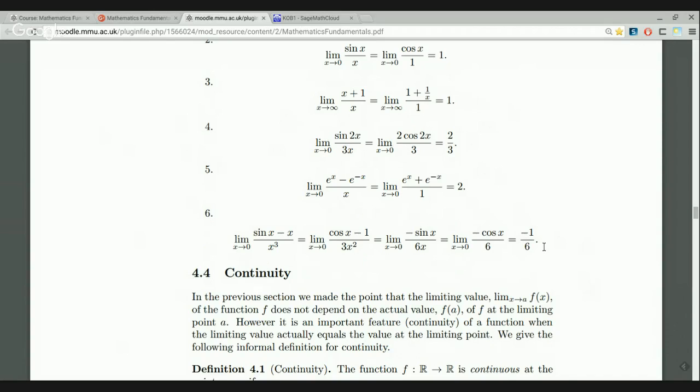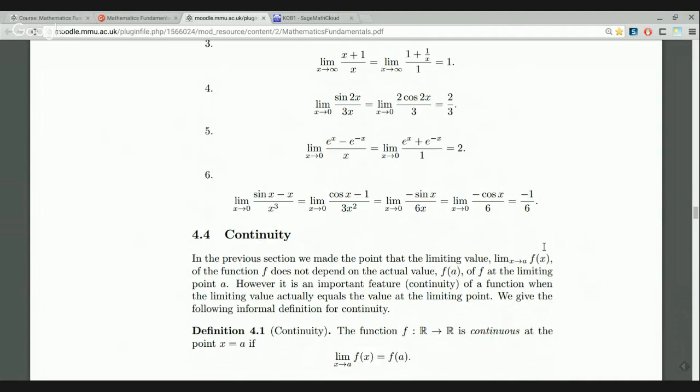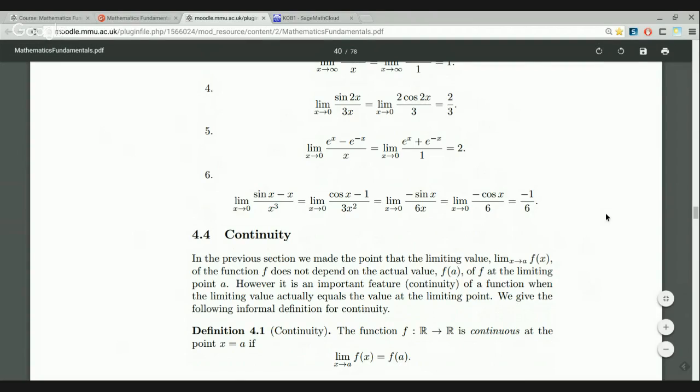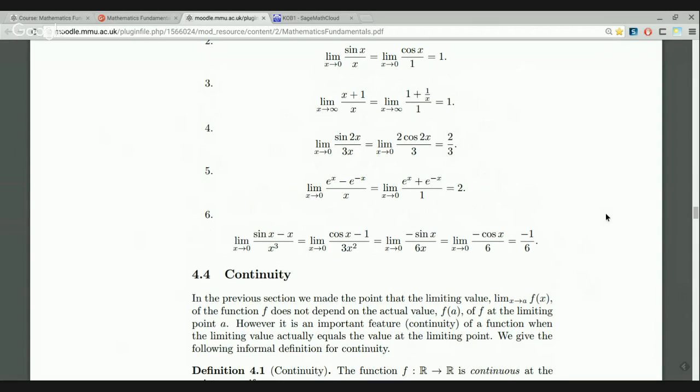Now, there are a number of examples in the end of chapter exercises, on page 55, which you could consider in the tutorials this week, which ask you to apply these ideas. So, okay, any questions at this point, or any clarification? Any of that?